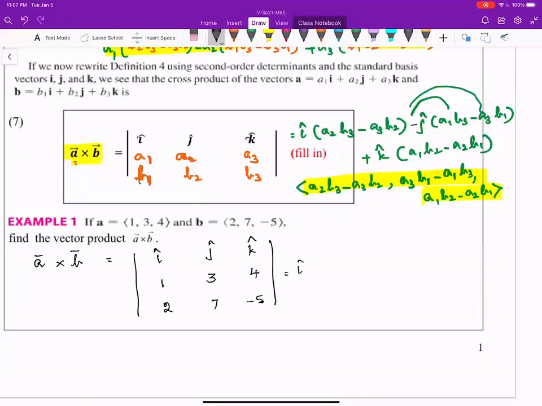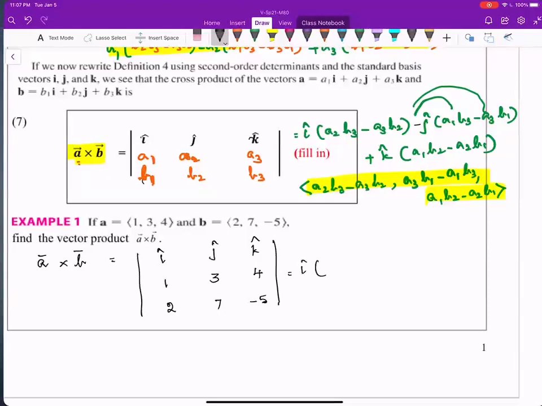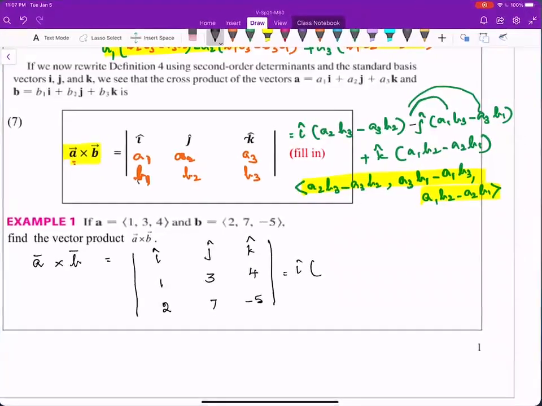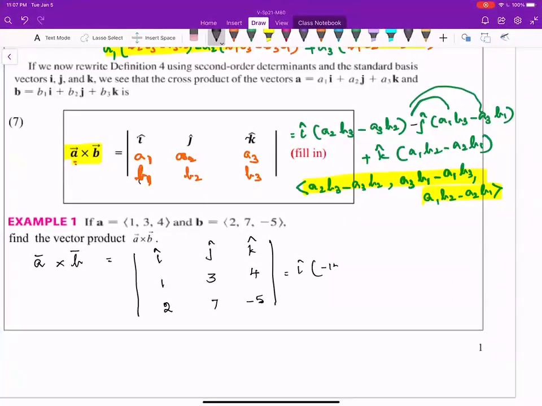And you write I, then hide the column and the row to which I belongs. Then it is 3 times -5, that's -15, minus 4 times 7, that is 28. And minus J, go from left to right. 1 times -5, which is -5, minus 4 times 2, which is 8. Then plus K times, hide the column and the row to which K belongs. 1 times 7 minus 3 times 2 is 6.